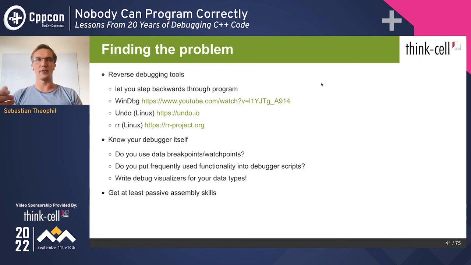And I've already mentioned them a lot of times. You have to know your debugger itself. You have to watch a talk on your debugger, possibly, because I'm pretty sure there was one at CppCon or another conference. Do you already use data breakpoints, sometimes called watchpoints, that tell the debugger that you want to interrupt execution when a specific piece of data is read or written? Do you use debugger scripts to save frequently used functionality in your debuggers? Do you write debug visualizers for your own data types so you see them in the interactive debuggers? Do you have passive assembly skills when you're debugging? Unfortunately, these can be extremely useful.